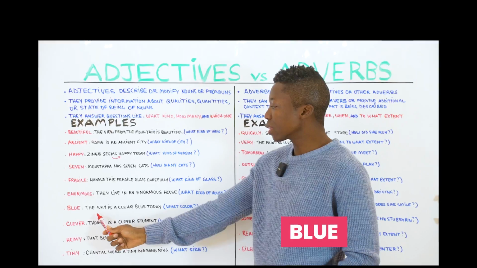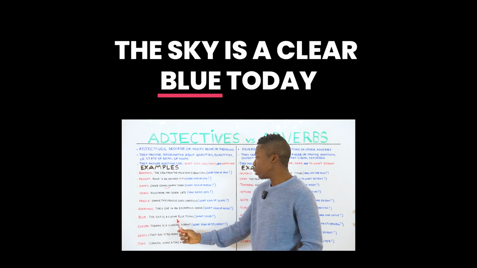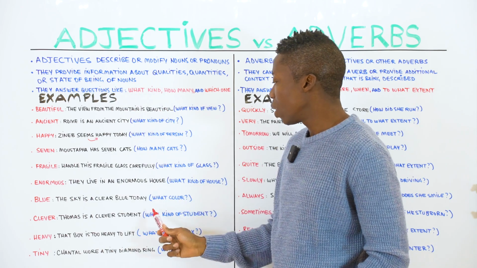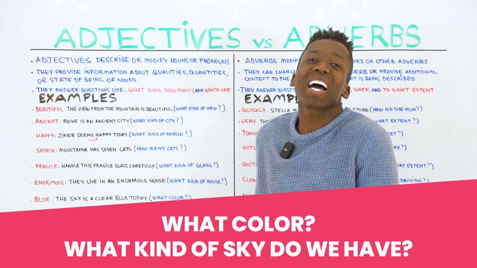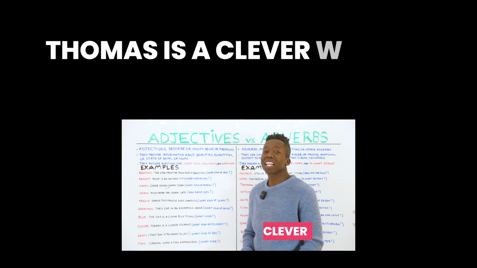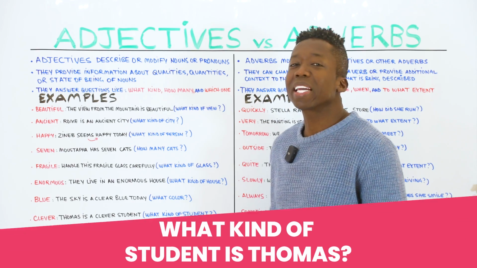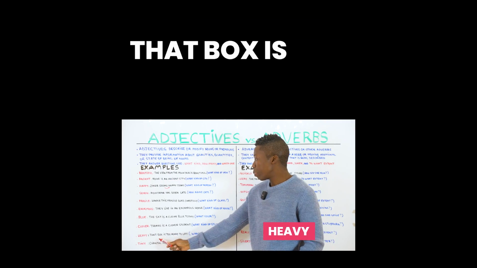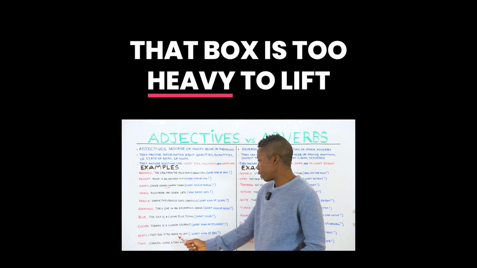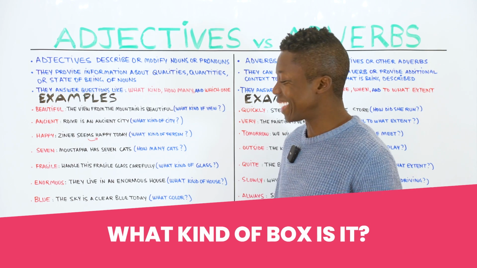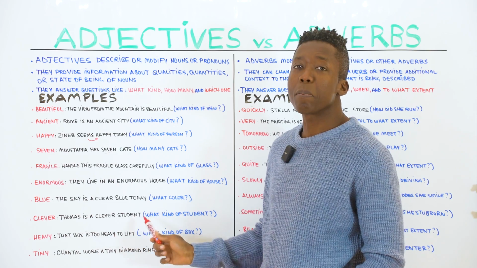Example, blue. The sky is a clear blue today. What color? Okay, again, what? What color? Or what kind of sky do we have? Clever. Thomas is a clever student. What kind of student is Thomas? Heavy. That box is too heavy to lift. What kind of box is it? It is a heavy box.